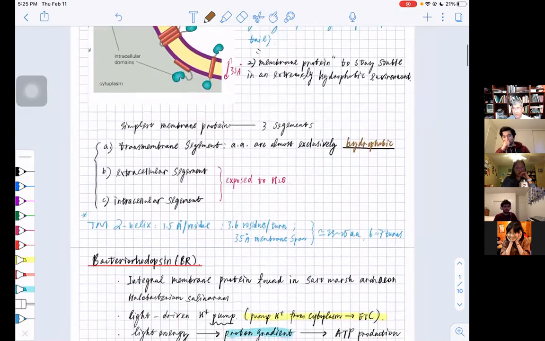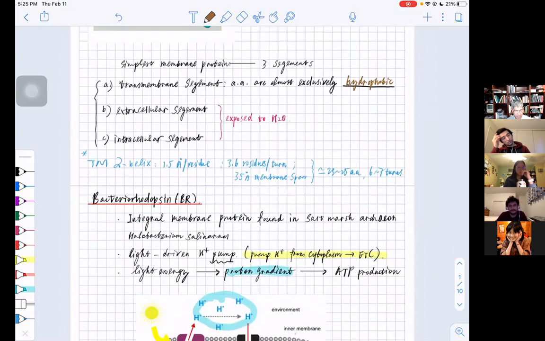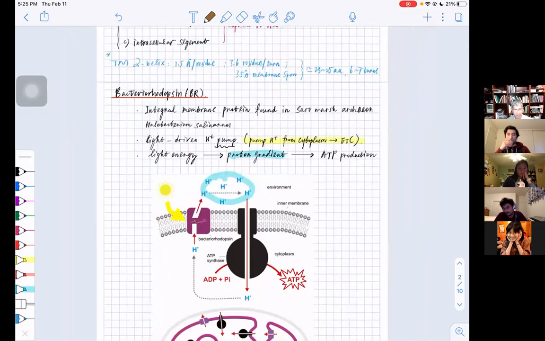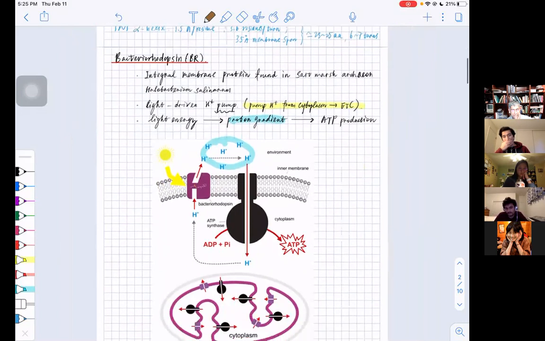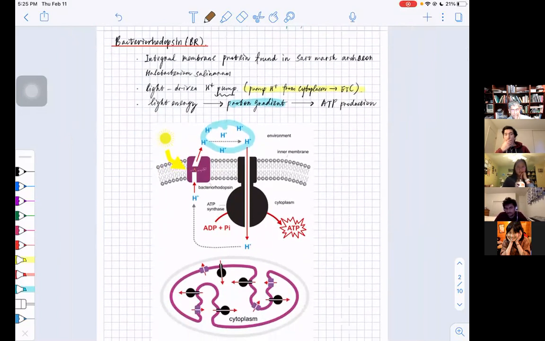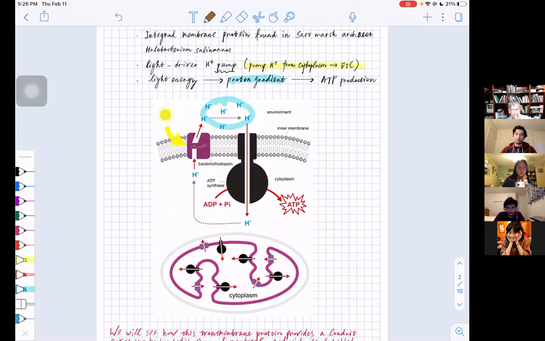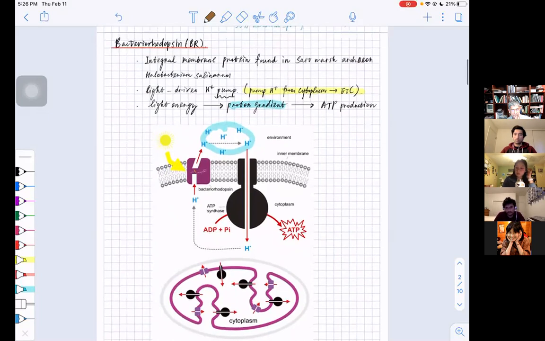So from the example of bacterial rhodopsin, hopefully I can give you some perspective of how an integral membrane protein functions as a conduit that provides a pathway for the charged proton, and more importantly, with its intrinsic light-capturing retinal, it enforces this unidirectional proton flow from the cytosol to the extracellular space, which establishes this proton gradient that we use later for ATP production. All right.